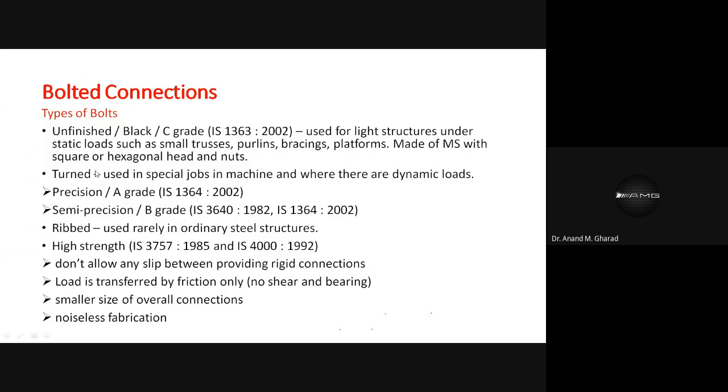Then second is turned. This is known as a turned bolt, used in special jobs in machines and where there are dynamic loads. You will find that these turned bolts, which are again made up of mild steel only, are widely used for various types of jobs. You can consider different types of structures to be made up of turned bolts only.